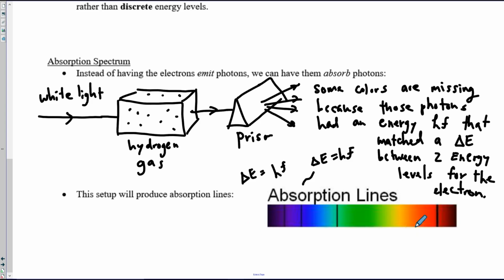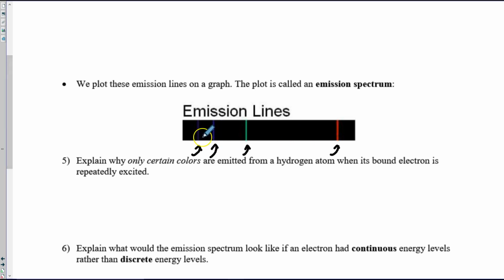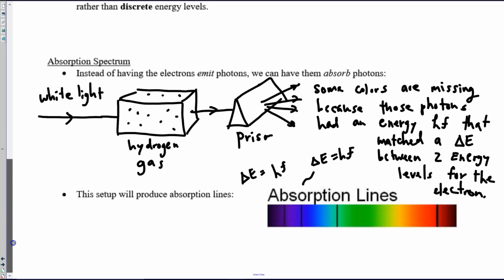Pretty cool. Notice how this is kind of a perfect complement of the emission lines. They show the same colors, it's just whether they show the colors that were emitted, and you see them right there, or they could show the colors that were absorbed, and then you see black lines for those particular frequencies of light.